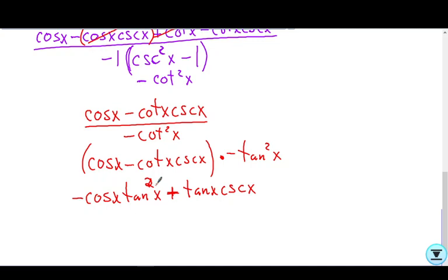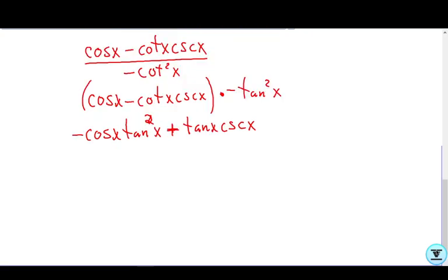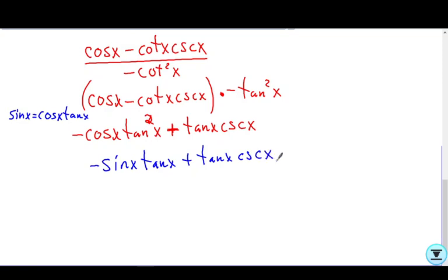All right. Where do we go from here? Well, another identity that I have written down says that sine x is equal to cosine times tangent. So this first term right here, the cosine times one of the tangents is going to leave me with sine, so I'm going to do negative sine tangent plus tangent cosecant. And then from there, where do we want to go?